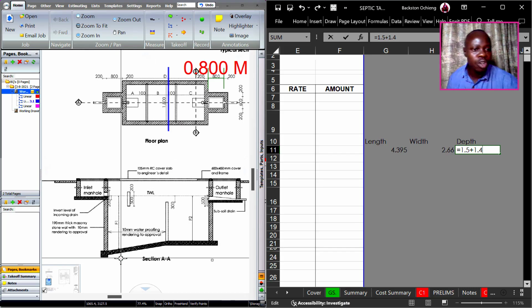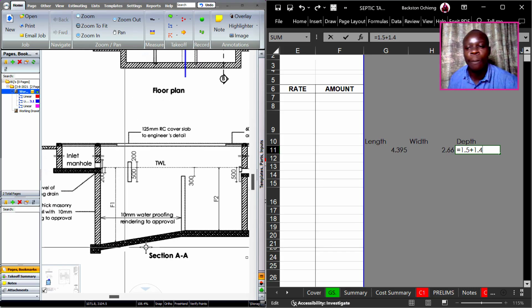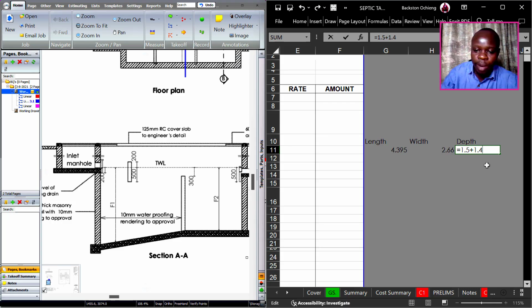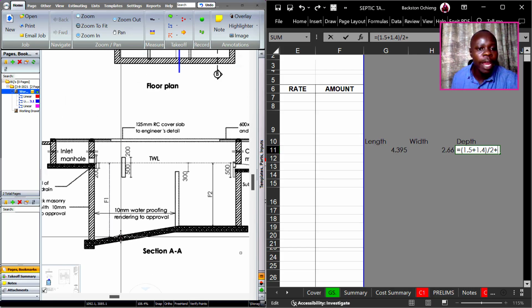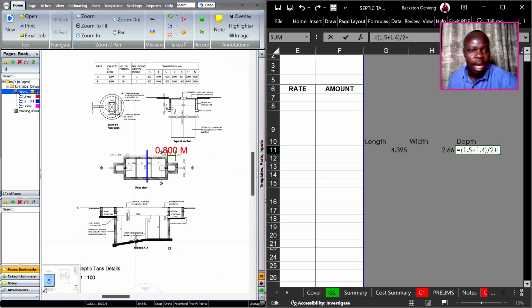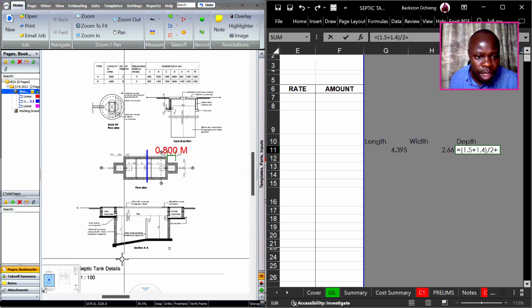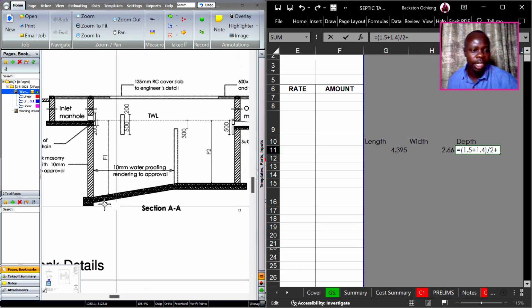Okay, so of course the base for the slab is common. So these two are the ones we are going to get the average. So we take those two, divide by 2 so that we get the average for that. And then now we'll add the depth for the base of this particular septic tank.